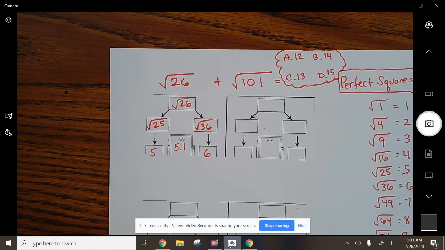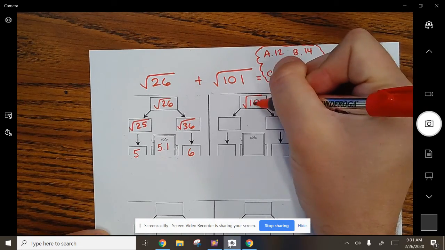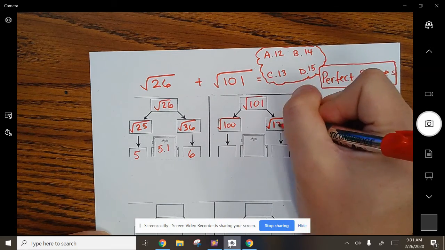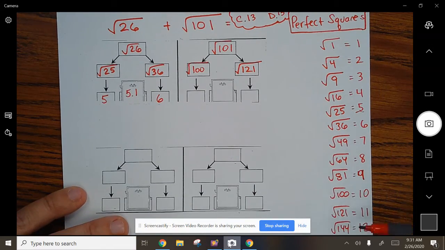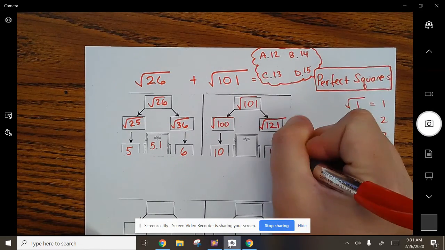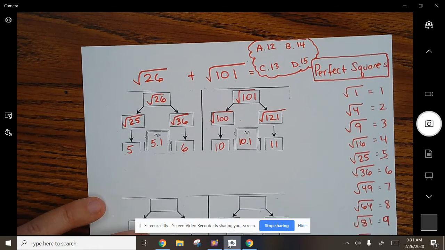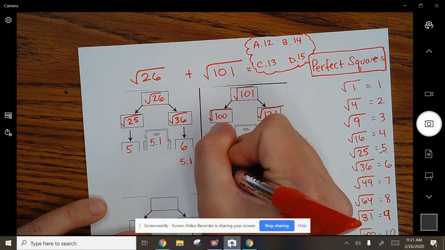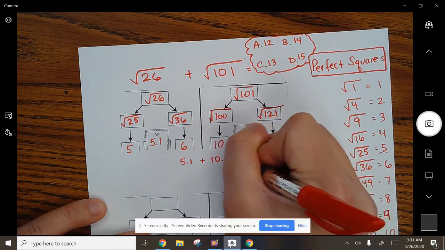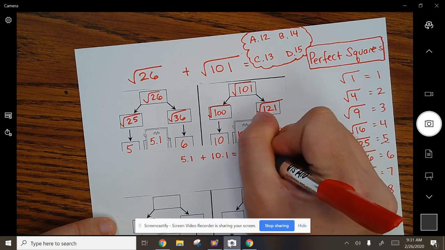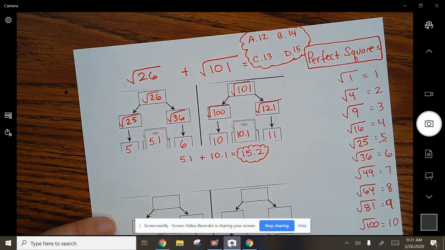Now over here, 101. Put 101 in here. This is going to be between 100 and 121. If you look at 101, it's going to be really close to 10. It would fall right here, really close to 10. So a number that's really close to 10 would be 10.1. Now our problem is 5.1 plus 10.1, and that ends up equaling 15.2. So that's our exact answer.